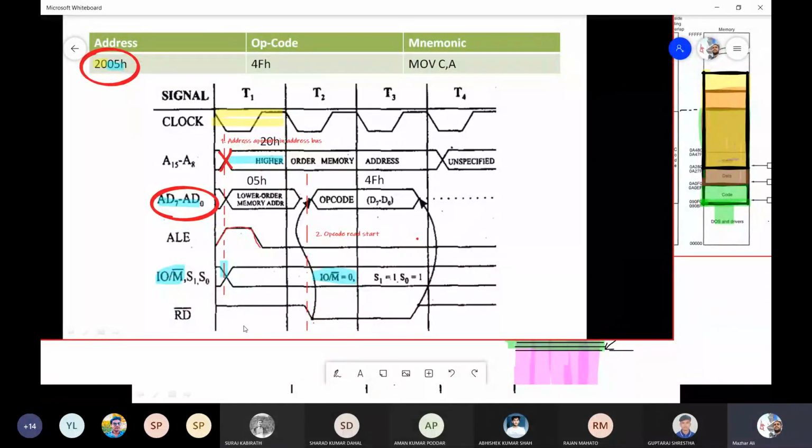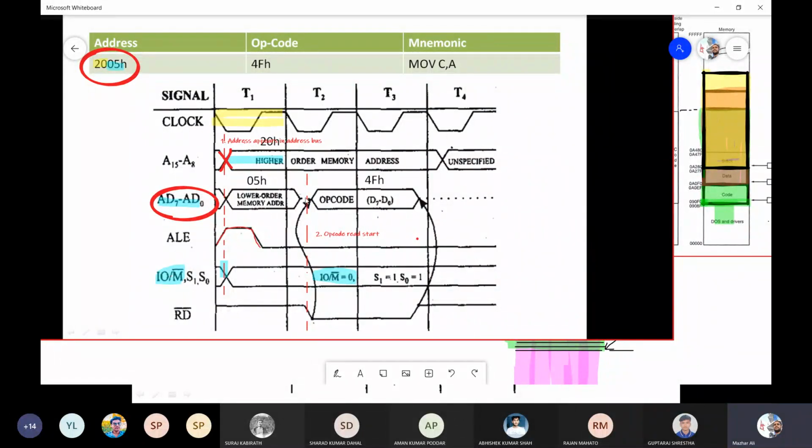So you can see over here that the read signal is an active low signal. Like ALE was an active high signal, read is an active low signal. So you can see that read goes low to indicate that the read operation has started. And whatever is being read, that is data, will appear on the data bus.